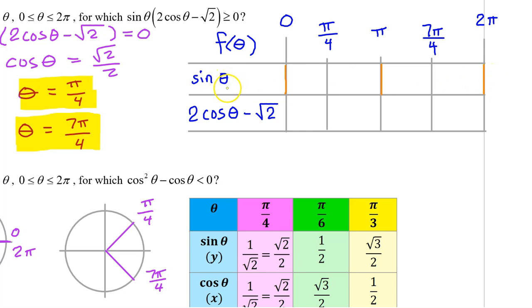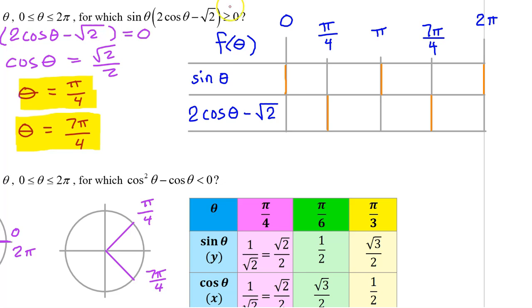Now let's look and see where 2 cosine theta minus radical 2 is equal to 0. Here's the work for that right here. That was at pi over 4 and 7 pi over 4. So I'm going to highlight those 2 values, which means I have 3 intervals to check, left, middle, and right. Also, because 0 and 2 pi are not highlighted, I know that I can use 0 and 2 pi as test values if I'd like.